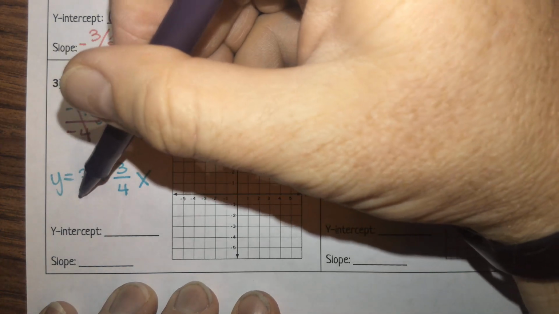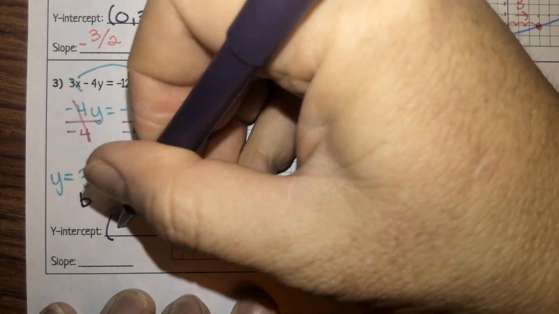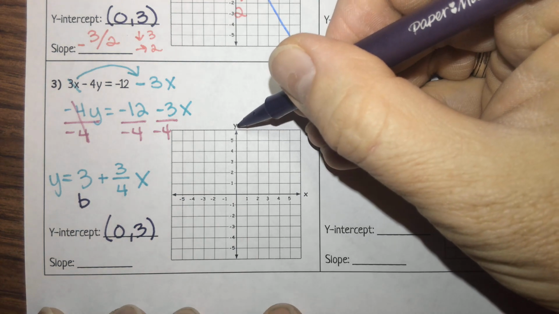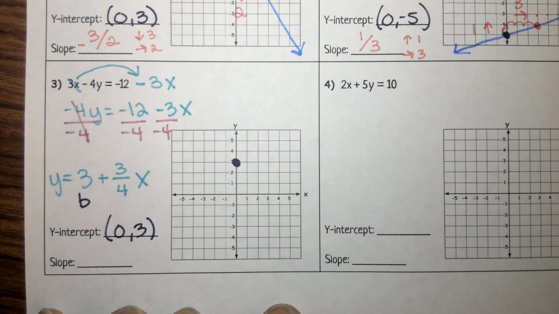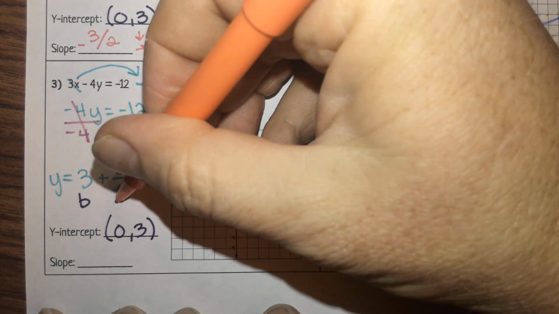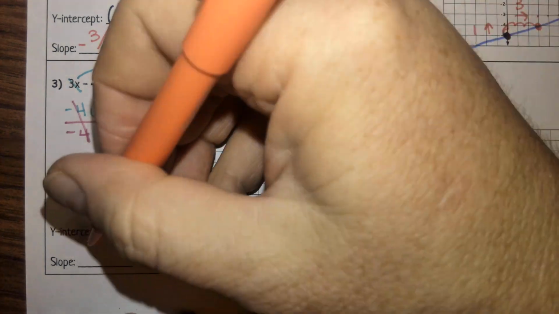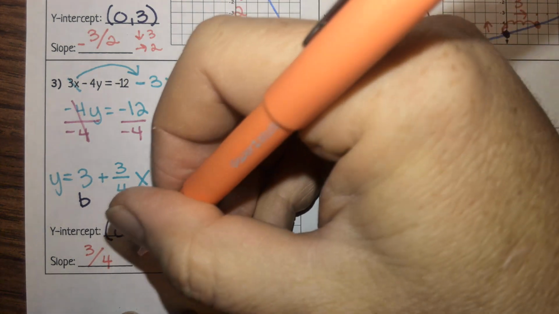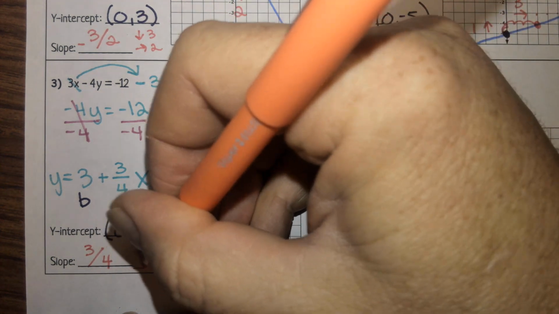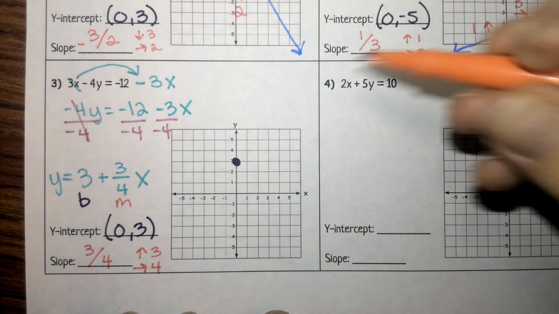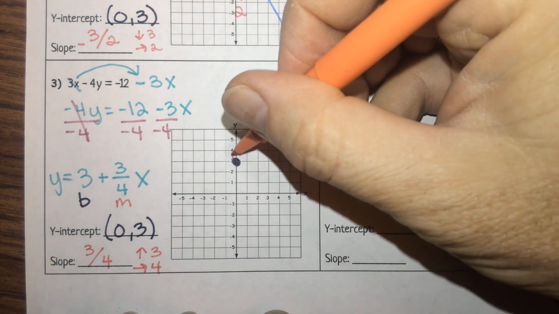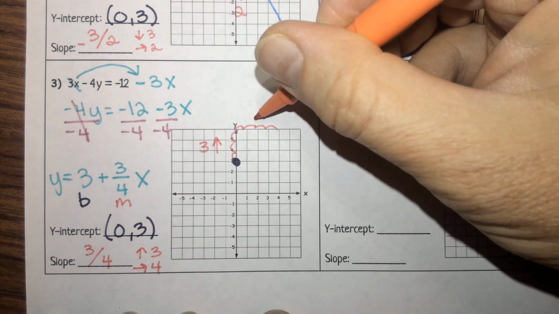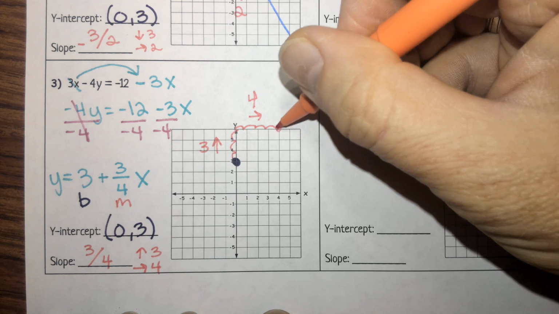Okay, so we have b is 3, so our y-intercept is (0, 3). And I'm going to go ahead and plot that. So y is 3, and our slope is m, which is right before x, so 3 over 4. Because it's positive, I'm going to go up 3, right 4. And always start from the y-intercept. So I go up 1, 2, 3, right 1, 2, 3, 4, put a point.